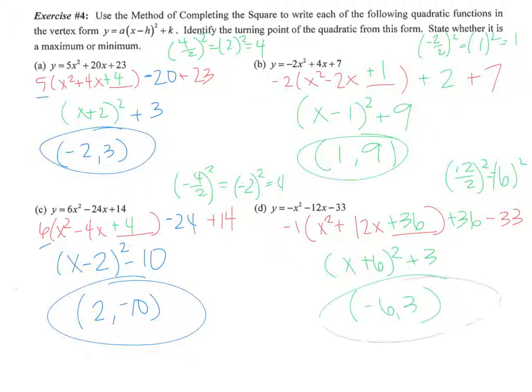There's one thing that I forgot to do in all of them. I forgot to include the 5 here, the -2 here, the 6 here, and the -1 here. Those do technically need to be included.